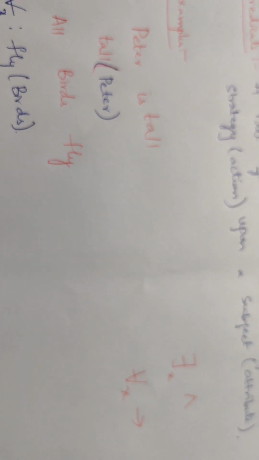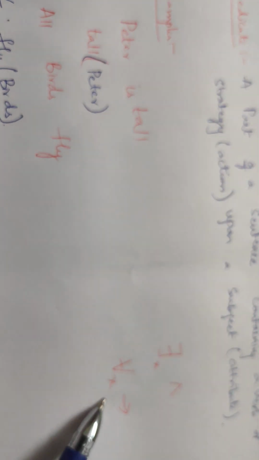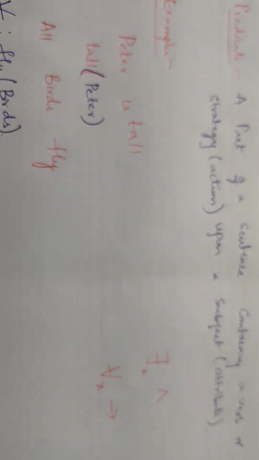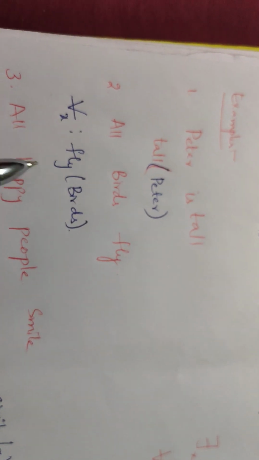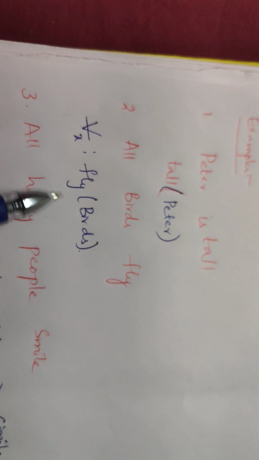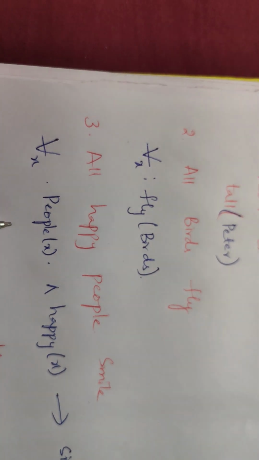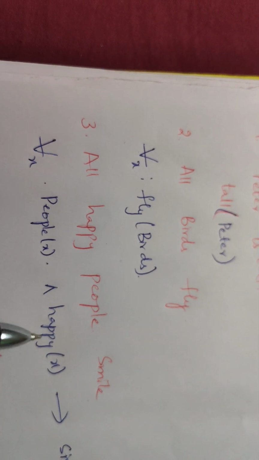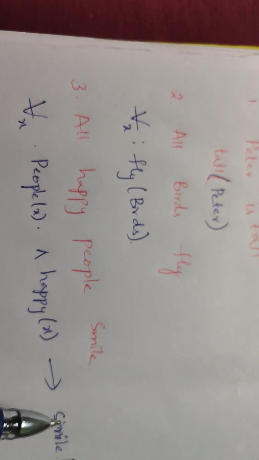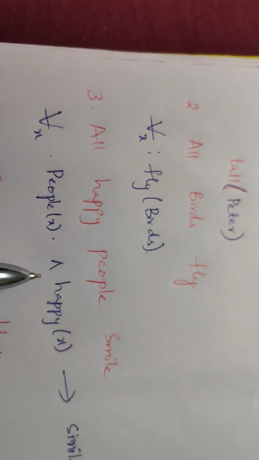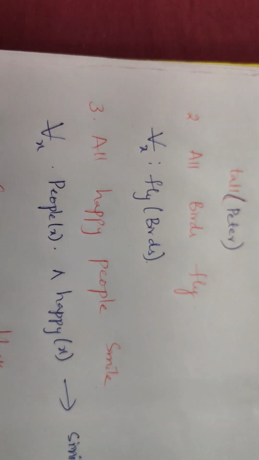All birds fly. Since we are using the term all, it will be with respect to implication, and exists will be applied on conjunction. For all X, what will be flying? Birds will be flying. All happy people smile. For all X, people is again your subject, happy is again a subject, and what are they doing? They are smiling. So we apply it and denote it with the conjunction and the implication part.